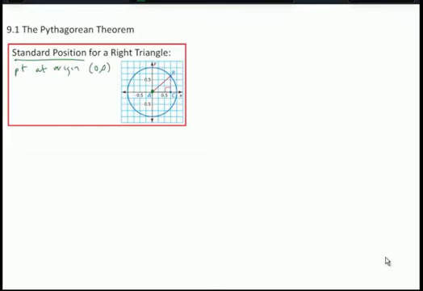Again, the origin is the point 0, 0 where the x and y axis intersect. Okay, and then if you look at the standard position for a right triangle, the following conditions are going to apply. The hypotenuse, remember, the hypotenuse is the longest length, or the side opposite the right angle, is the radius of the circle. And it has a length of 1. So here the measure of this radius is a total of 1 unit.